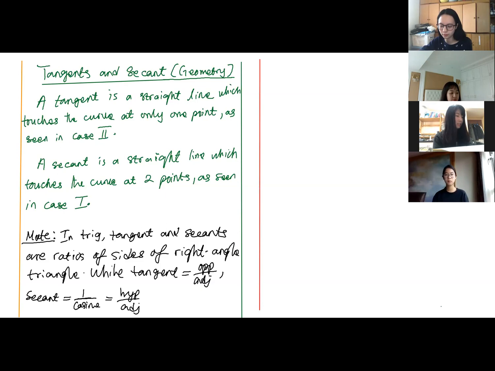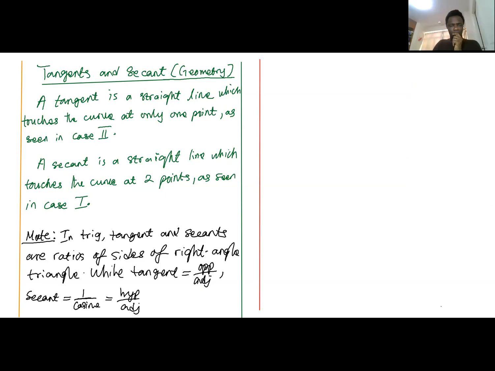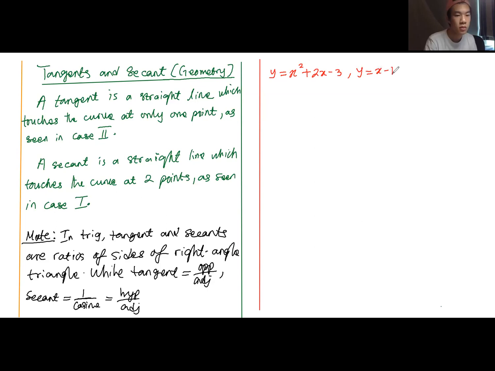The question says, consider y equals... so give me the two equations, anybody, quickly. Y equals what? X squared plus 2x minus 3. And the other one? Y equals x minus 1. Okay, so what you did was to equate.